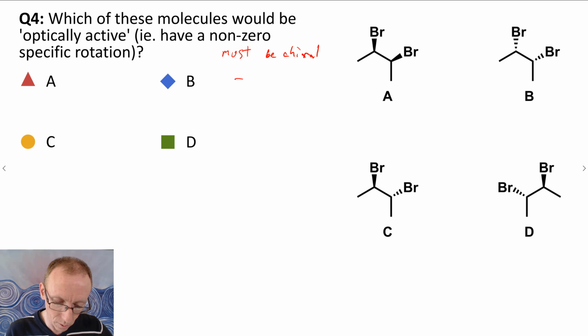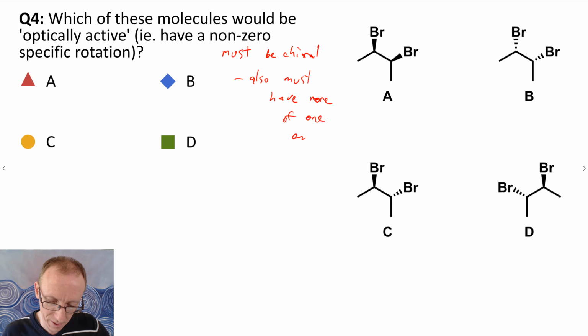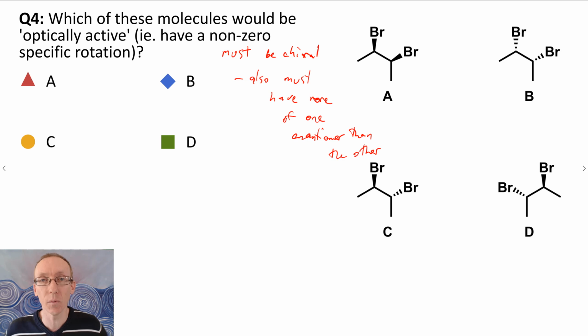And we also must have more of one enantiomer than the other. If we have equal amounts of the two enantiomers, one will be rotating the light one way and one will be rotating the light the other way. And so a racemic mixture, a 50-50 mixture of the two enantiomers, will overall have a zero rotation of the plane polarized light.